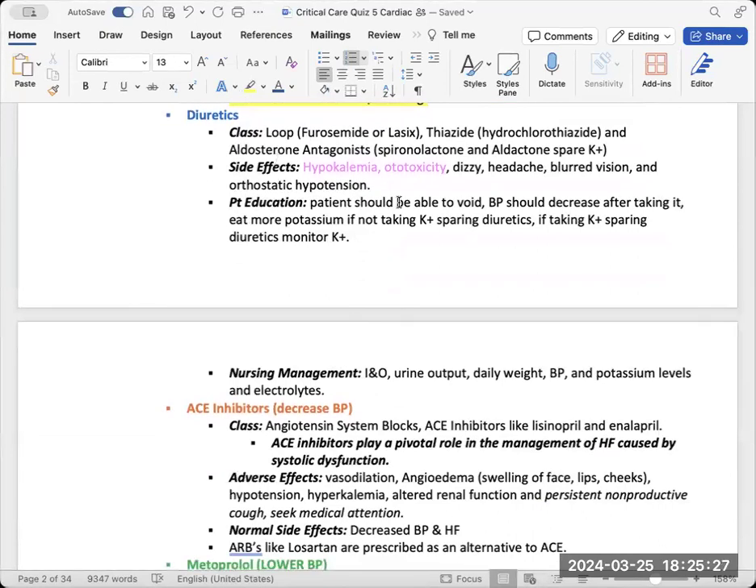Diuretics, there's a bunch of different classes like loop diuretics, thiazide diuretics, aldosterone antagonists like spironolactone.